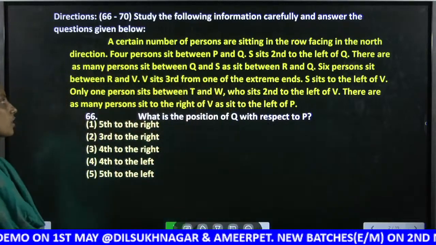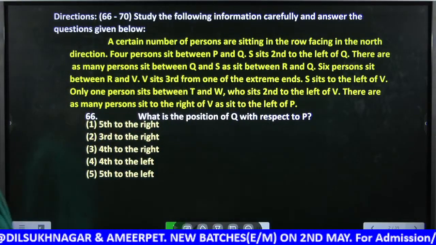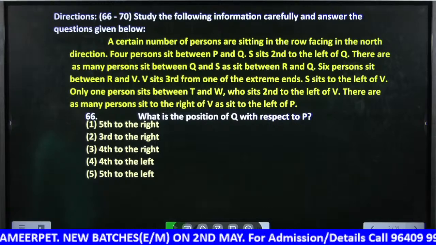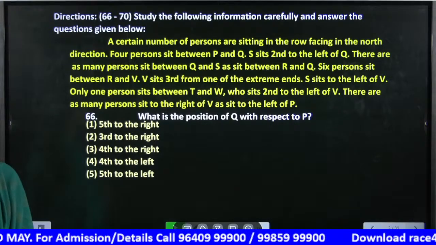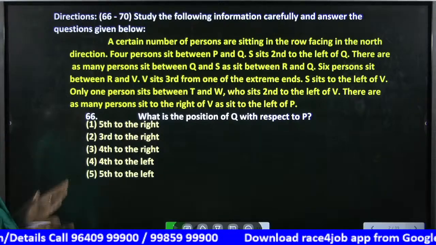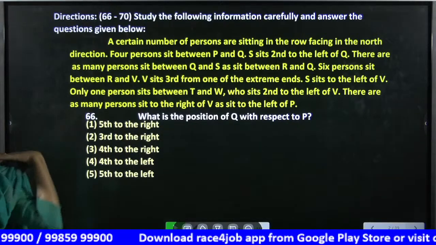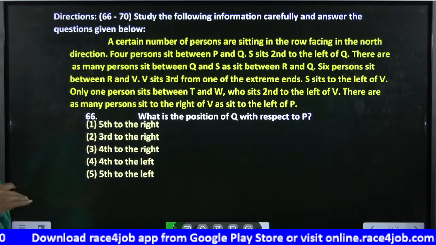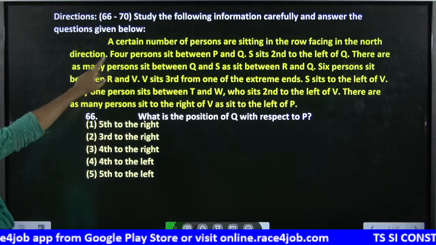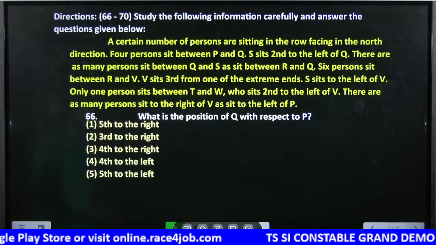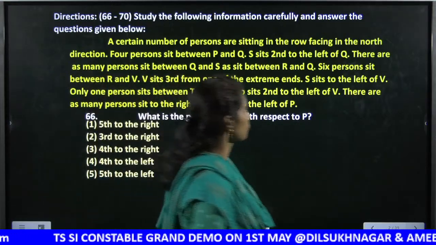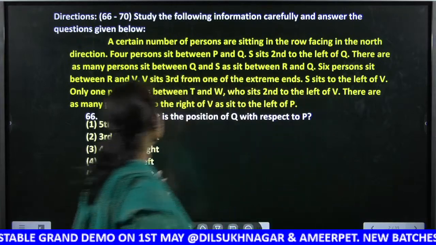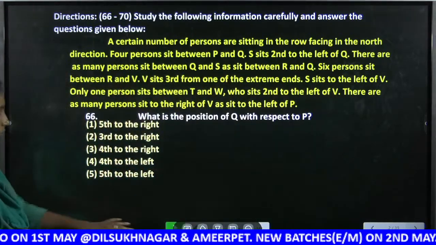Here we have the first question, and it is of an uncertain number of people. They haven't mentioned how many people there are; they have only given information. We need to check it. A certain number of persons are sitting in a row facing north, and here we have the information.